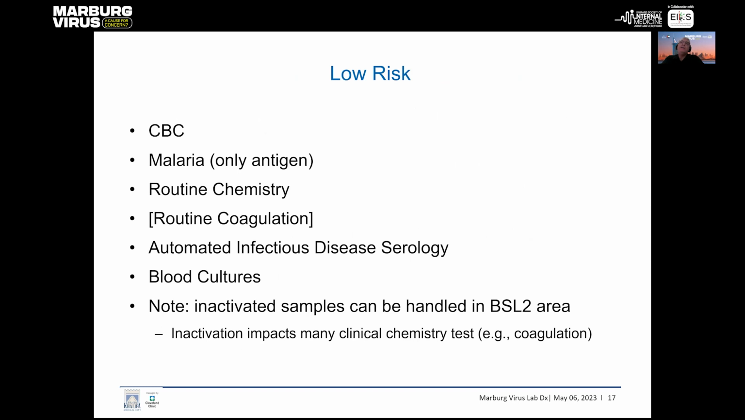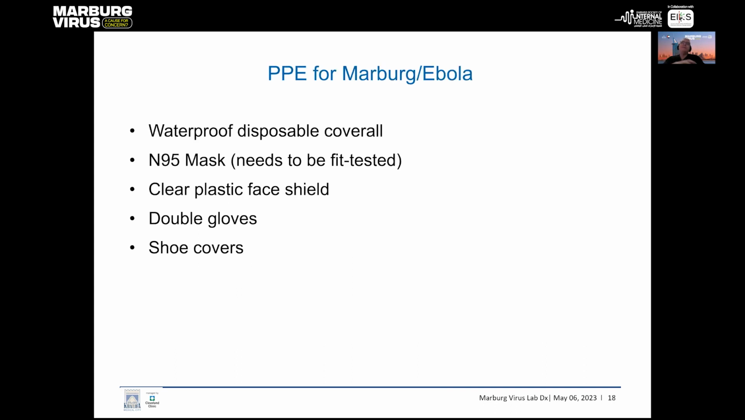What is different here is the tests which can be performed. For low risk, we will accept that these specimens go on the machines, but we will not do any extensive handling outside our machines. So CBC can be done, malaria will be done, routine chemistry and routine coagulation, as long as it can be automated. Also infectious disease serology and blood cultures. And the same is true here, that any inactivated sample can be handled as a regular sample in BSL-2 areas.